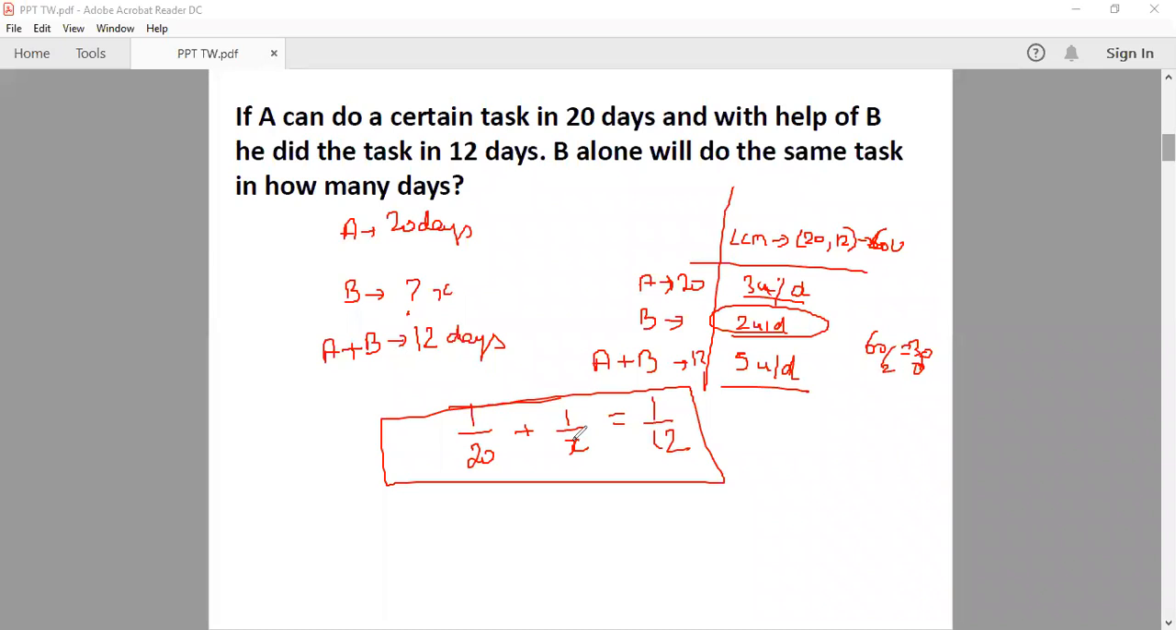Yes, you can also use the percentage method. You can also use the ratio method. You can do any method. Okay, so these are the two generally accepted methods. You can do any one.